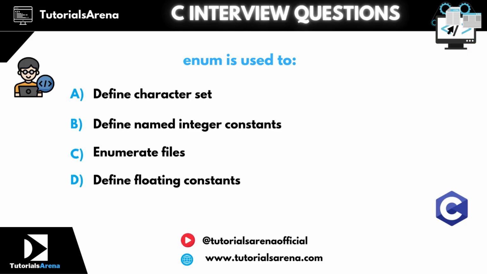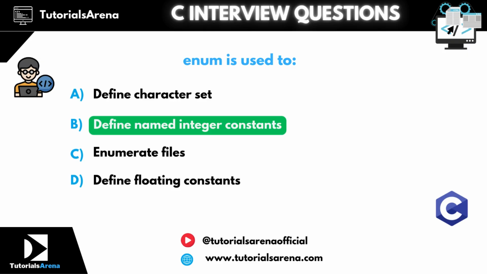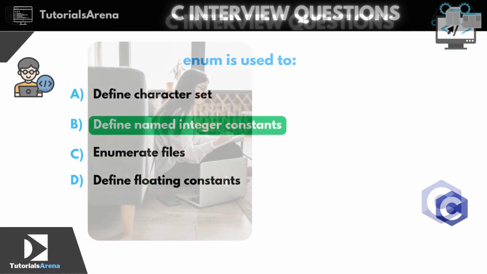Question 48. Enum is used to option A, define character set. Option B, define named integer constants. Option C, enumerate files. Option D, define floating constants. The correct answer is option B, define named integer constants. Moving on to the next question.